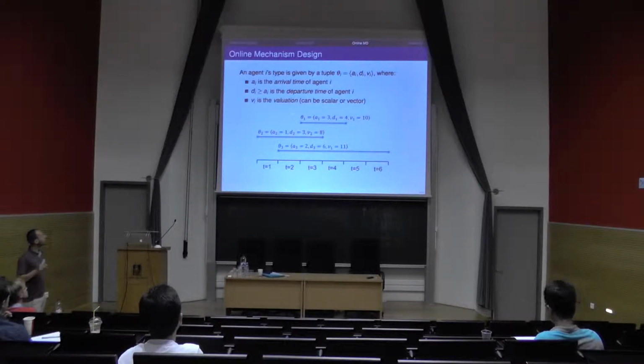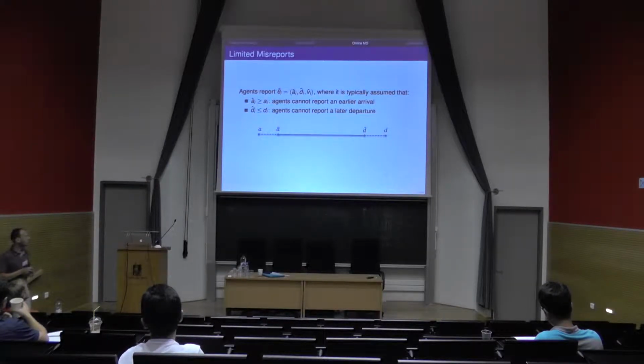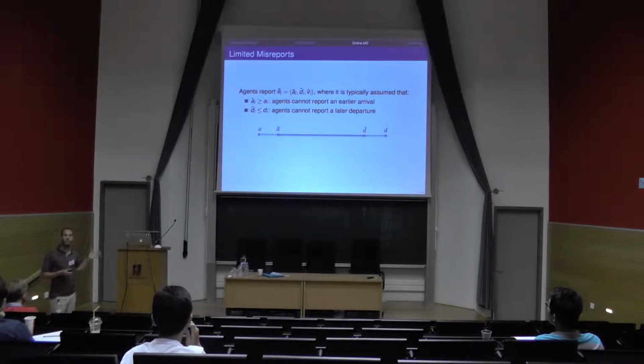So the type really is the arrival, departure, and the value. It's not just the value anymore. And agents can manipulate all of these values. What is usually assumed in online mechanism design is that agents can only manipulate in a certain way. Whether that makes sense or not depends on the domain, the setting where you apply this kind of mechanism. So the agents can only report a later arrival, not an earlier arrival, because if the agent reports an earlier arrival but he's not there physically, how can he receive the items? That's the idea.